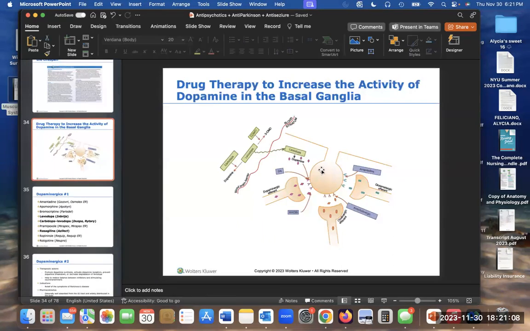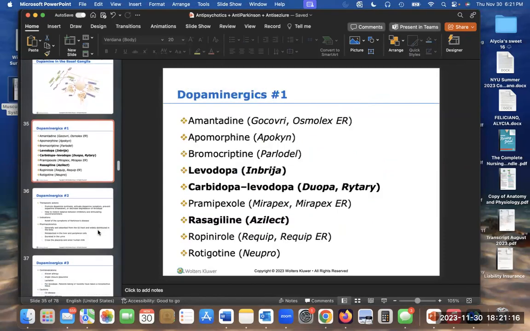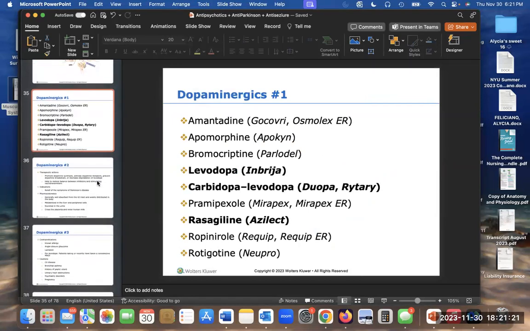Okay, this is just showing how these drugs work in the neuron and that basal ganglia to help increase the activity of dopamine. So all of these drugs that you see here act on dopamine to increase it to help slow the effects. There's no cure. We can only help slow or mitigate the symptoms. So we have levodopa, carbidopa, levodopa, rasagiline.